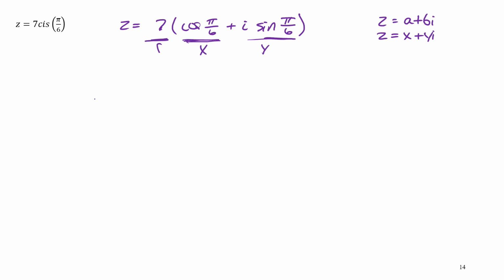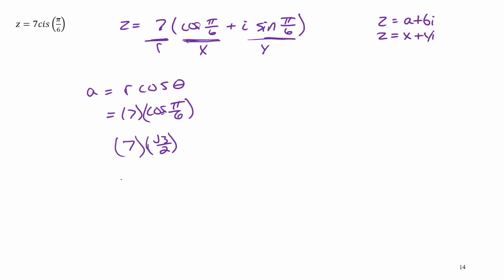I'm going to write it in terms of a. So a equals r cosine theta. And for r, we know that it's 7, and then we have our cosine pi over 6. Looking at the unit circle, you will see that cosine of pi over 6 is square root 3 over 2. And we can rewrite a as equal to 7 square root 3 over 2.